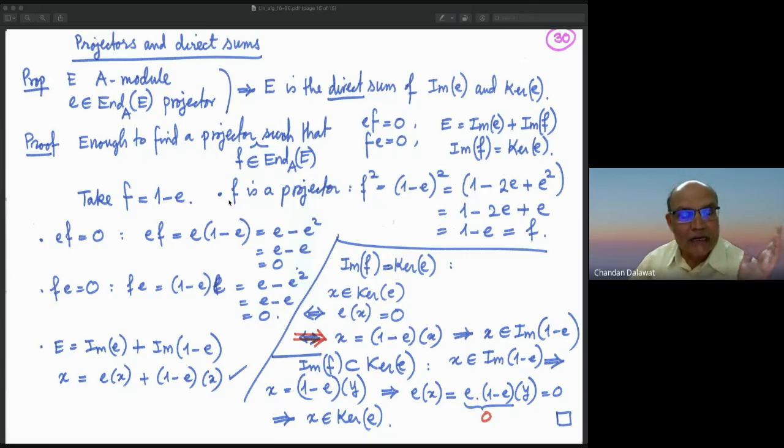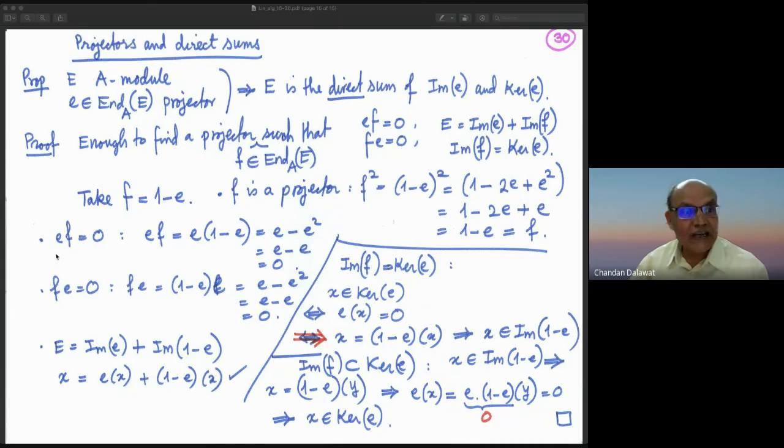So let me check that F is a projector. What is F squared? It's (1 minus E) squared, which I can expand as 1 minus 2E plus E squared, which is 1 minus 2E plus E, because E squared is actually equal to E. And that's equal to 1 minus E, which is F. So F squared is equal to F, right? That's what it means for F to be a projector.